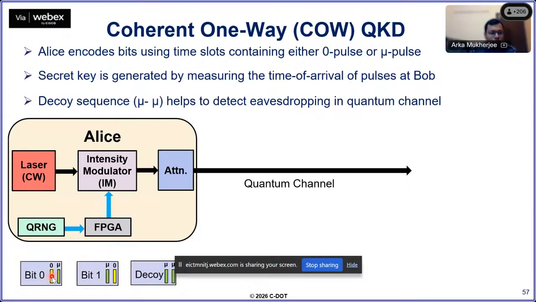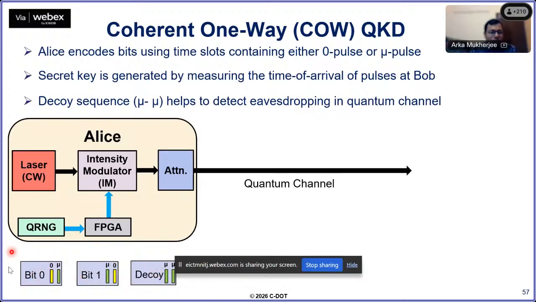There are two time slots. One is early and one is late. So if the photon is there in the green time slot, that is the late time slot, we can encode as bit 0. And if there is a bit 1 from the QRNG, we have the photon in the early time slot, and the next time slot, the late time slot, is vacuum. Vacuum means there is nothing. So this time slot will go as a vacuum. And if the photon is there in both the time slots, we encode as decoy. So that's how the encoding is done.